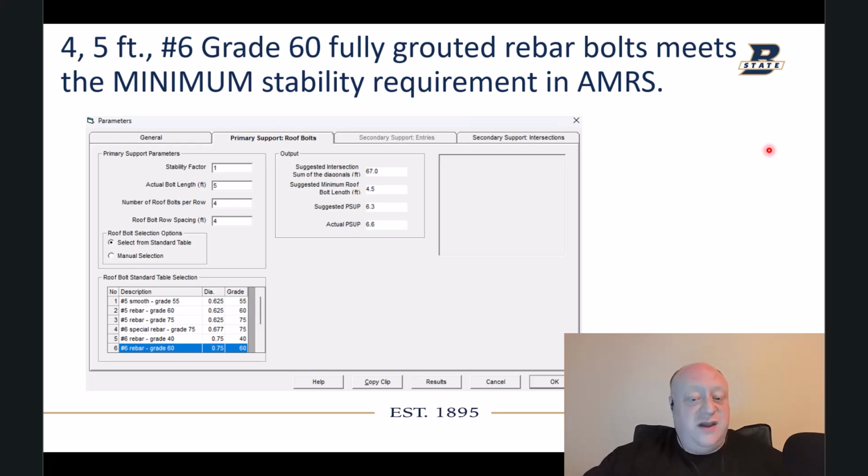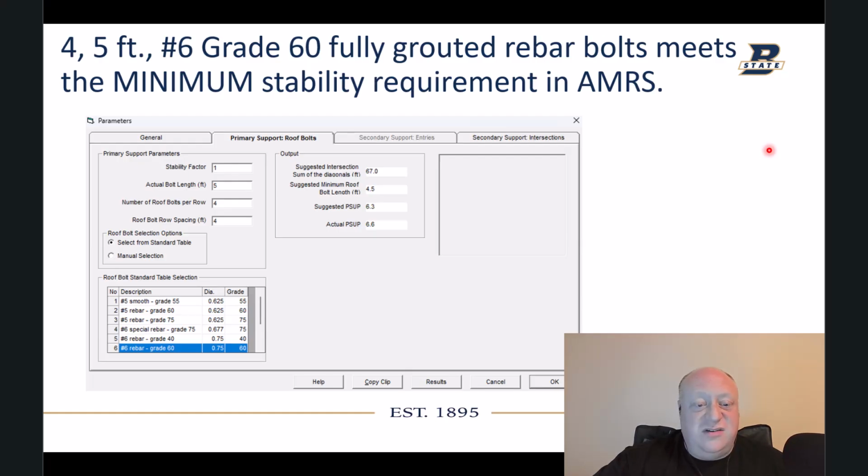So, stability factor in this case, a 1 is sort of the cutoff there. And so I put in, there's a suggested minimum bolt length, 4.5 feet. I used a 5-foot bolt to exceed that, and then I just put in standard 4 bolts per row, 4-foot row spacing, and then selected number 6 grade 60 rebar. I just guessed at those numbers.